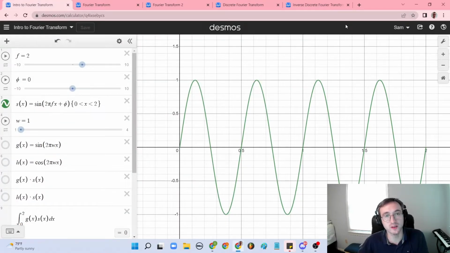Hey guys, today we're going to be going over the Fourier Transform from an audio programmer's perspective. I'm going to be using Desmos to help visualize what the Fourier Transform is doing. And hopefully you get this at least as good as I do, because it took me a while to really wrap my head around it.